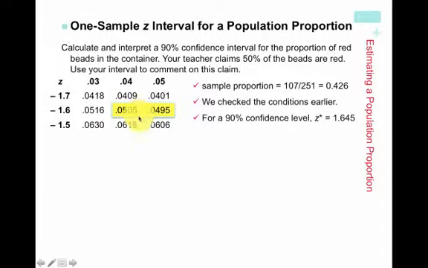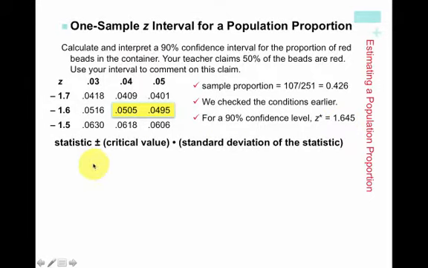90% confidence level means the two tails of our normal distribution would be 0.05 and 0.05. That's exactly halfway in between these two areas. So we could say that our z star is 1.645. So statistic plus or minus critical value times standard deviation. Here's our formula, standard error.